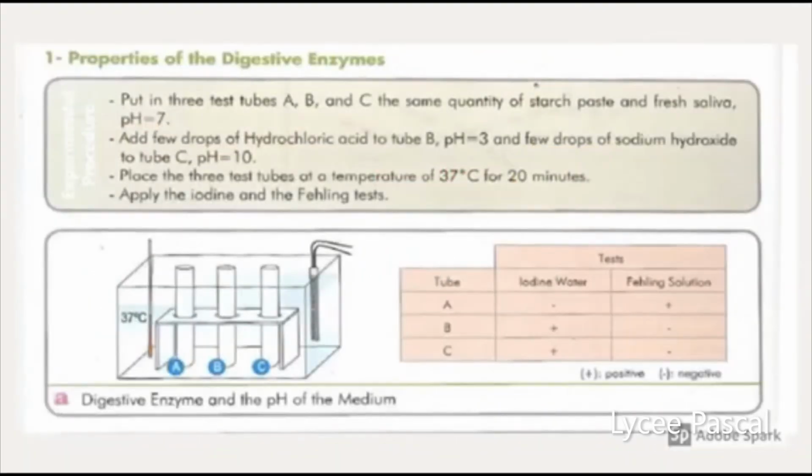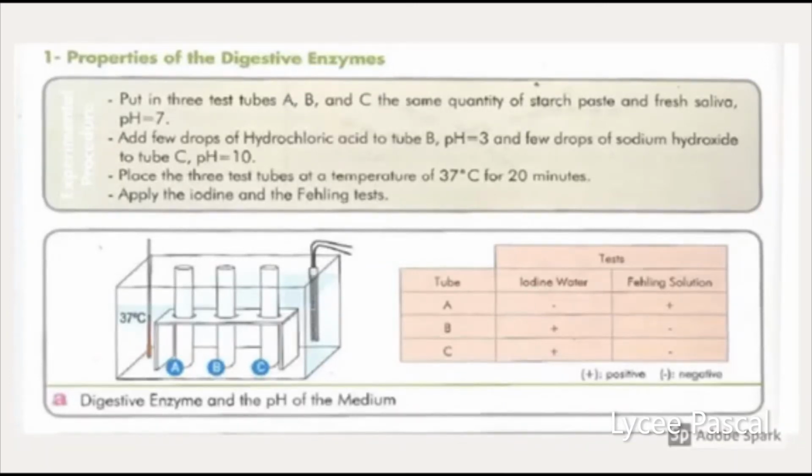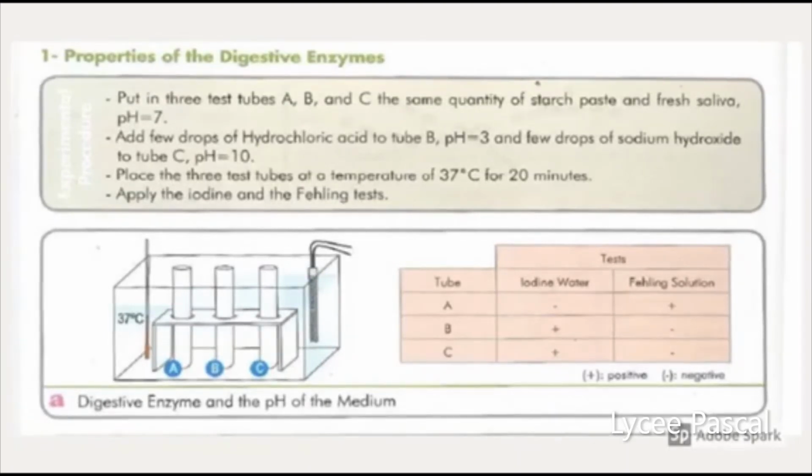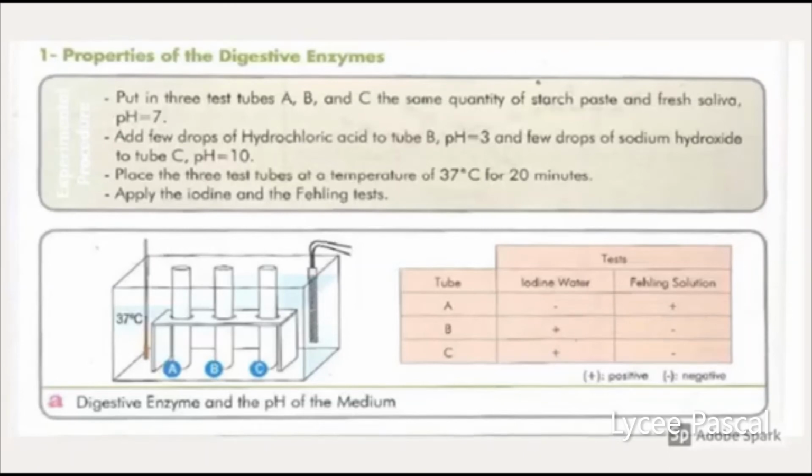Now let's look at this experiment. This experiment will prove how each enzyme works on a specific pH. We have 3 test tubes. We have the same quantity of starch paste in the 3 test tubes with fresh saliva, with pH equal to 7. We are going to add 3 drops of hydrochloric acid to tube B, and the pH will become 3. And then we are going to add 3 drops of sodium hydroxide to tube C, where the pH becomes 10.